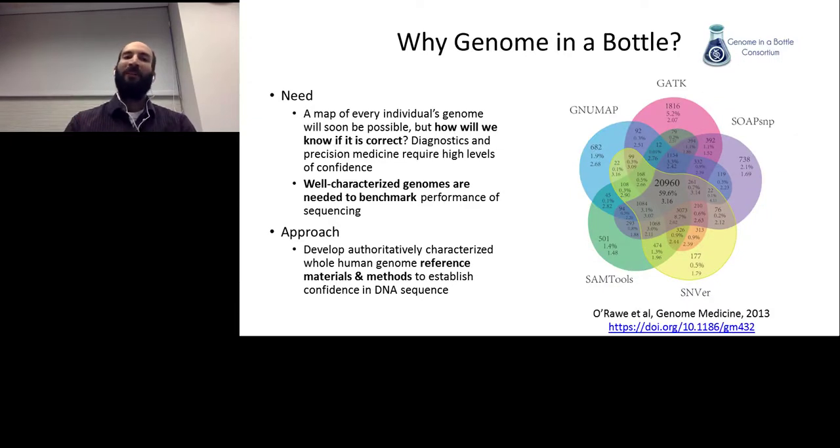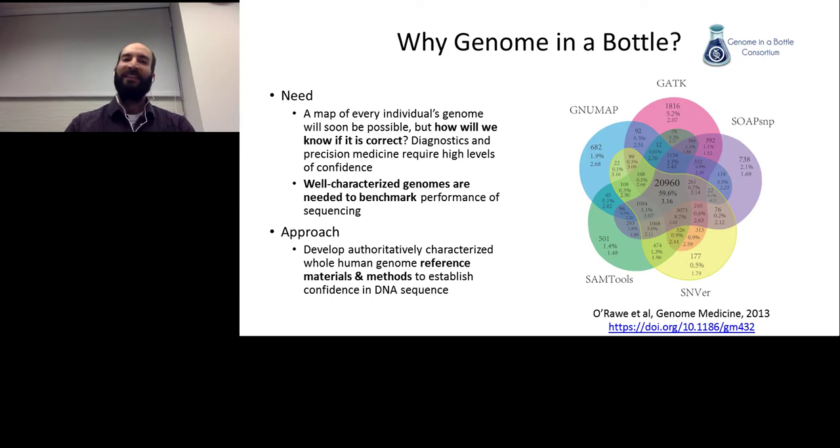So first, why we're doing this work as part of Genome in a Bottle and why we formed the Genome in a Bottle Consortium. So the need is really to help to know whether the answer that you get from sequencing a human genome is correct. And of course, when you use genome sequencing in diagnostics or precision medicine, this really requires high levels of confidence. And so it's important to have benchmarks that can be used.